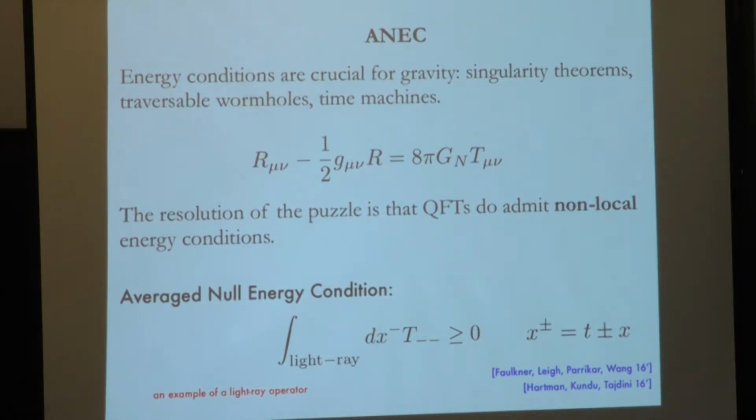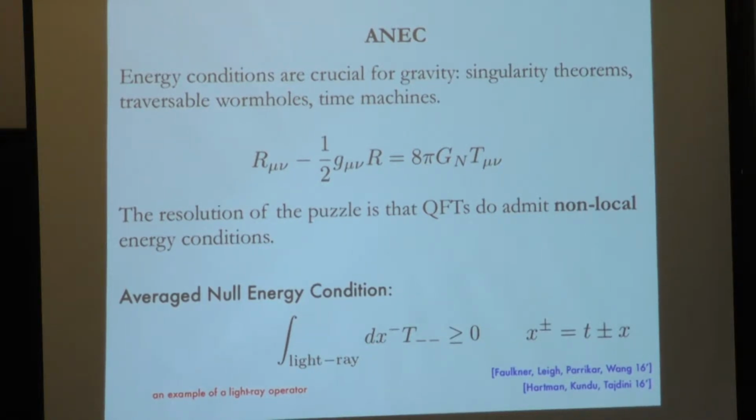The resolution of this puzzle is that in quantum field theories, we do have non-local energy conditions. One energy condition which I will be talking about is known as the averaged null energy condition, which is a statement that, let's say, we take flat space, we take a stress energy tensor, we choose light cone coordinates x plus minus, we integrate over a complete light ray, and the statement is that this operator is positive. This result was proven in any quantum field theory recently in these two very different looking papers.